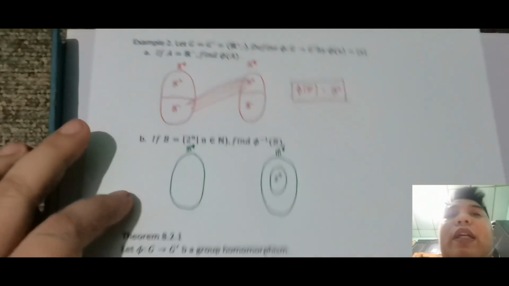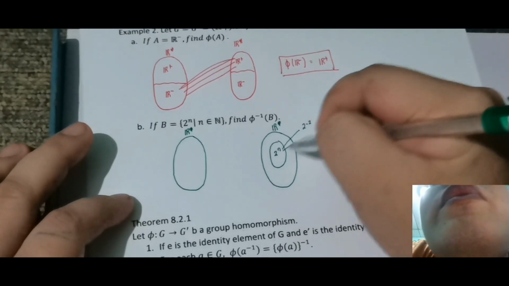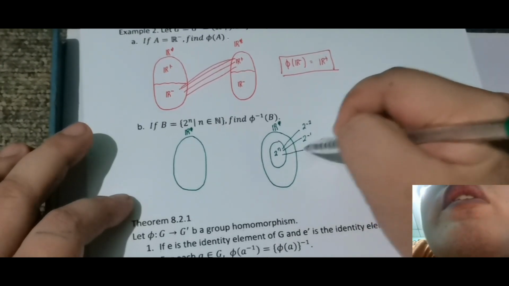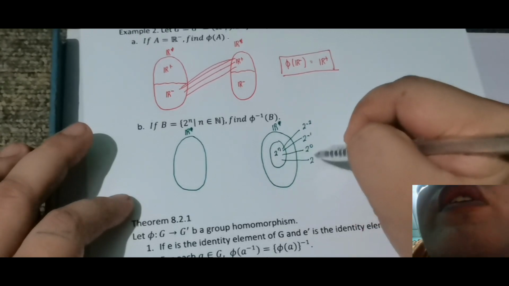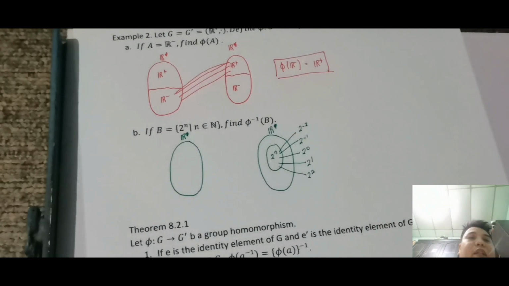Yung mga 2 raised to n na yan is 2 raised to negative 2, 2 raised to negative 1, 2 raised to 0, 2 raised to 1, and 2 raised to 2, and so forth. Okay, n sila yan. Sila yung mga yan. So, andyan si 1 half, andyan si 1/4, wala dyan si 0, andyan si 1, andyan si 2, andyan si 4, wala dyan si 6, andyan si 8, okay, andyan si 16, si 32, okay, so as long as naka-raise sa n.